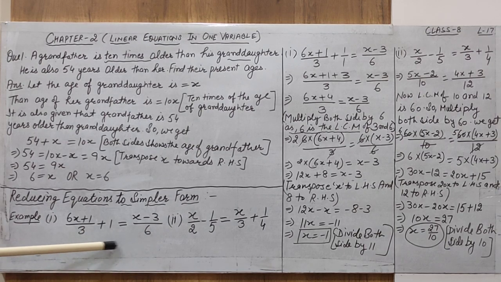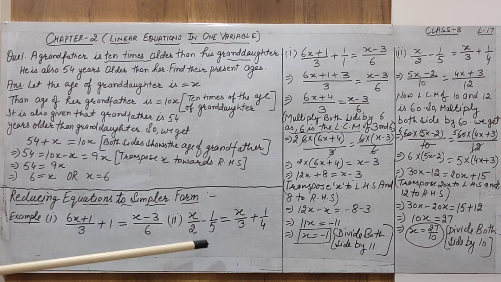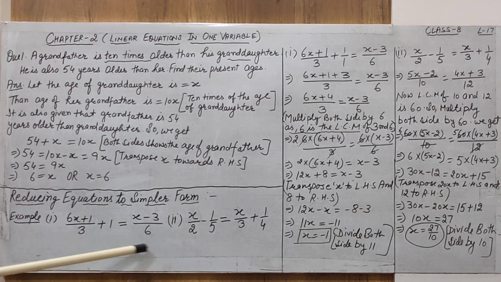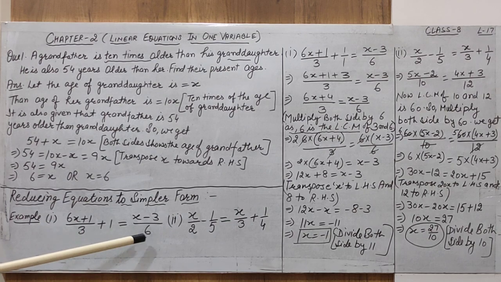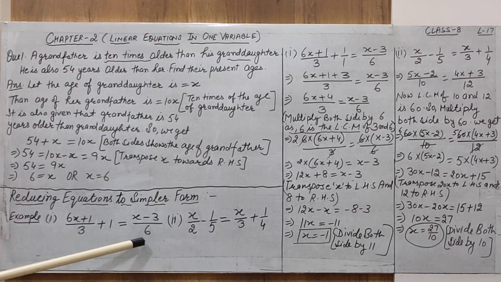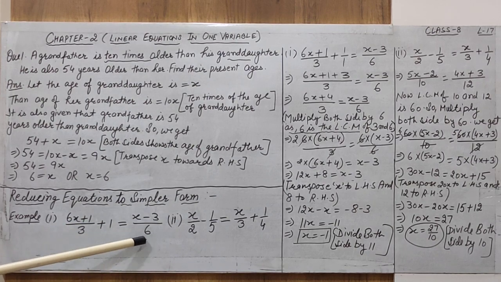I have solved two questions for you. Let us understand the second question also. The question is x divided by 2 minus 1 by 5 is equal to x by 3 plus 1 by 4. Alright, in the first question 6x plus 1 is given together and divided by 3. Similarly in the right hand side the complete term x minus 3 is given, divided by 6. Or we can say the expression is given and the expression is divided by 6.